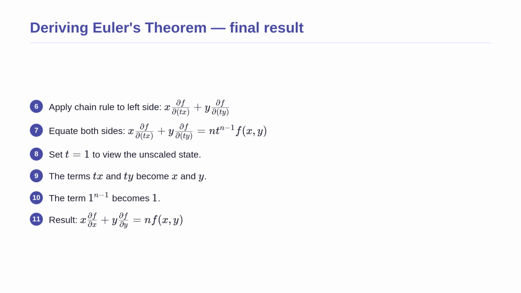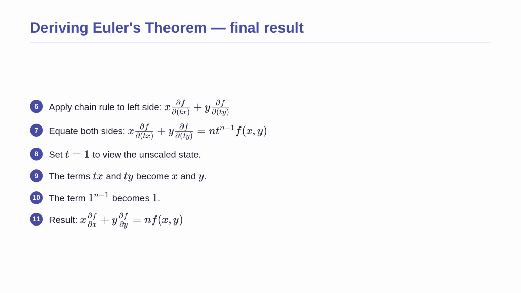Continuing our derivation, we apply the chain rule to the left side. We differentiate the outer function with respect to its slots and multiply by the derivative of the inside terms with respect to t, which gives us multipliers of x and y. Now we have an equation that holds true for any value of the scaling factor t.